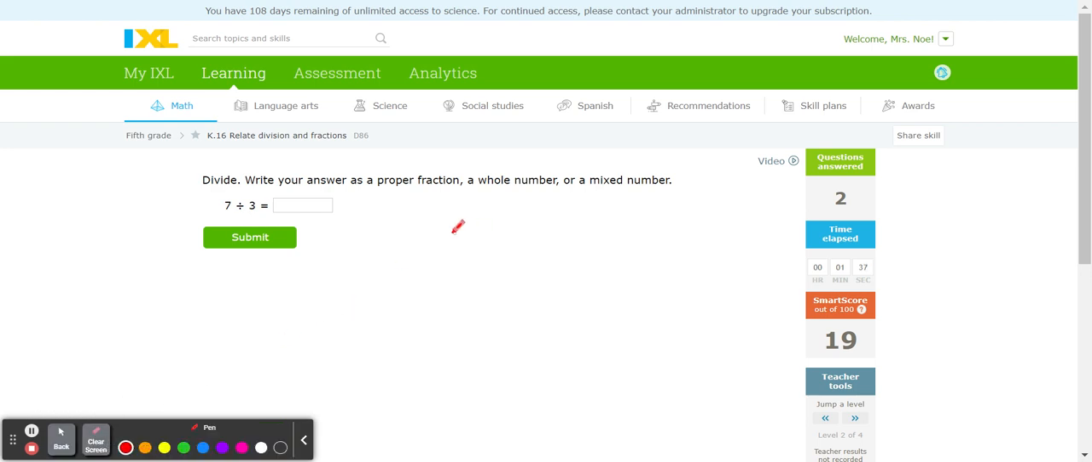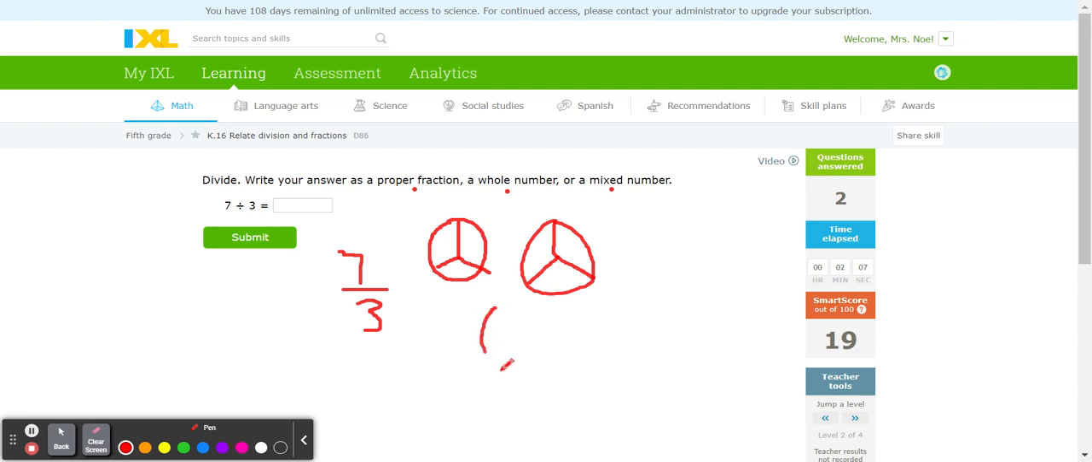Well, here it is. So 7 divided by 3 is the same as 7/3, right? It's a fraction, 7/3. And it says write it as a proper fraction, a whole number, or a mixed number. And remember, a mixed number has a fractional part and a whole number part. 7/3, right, is 7 pieces of that are thirds. 1, 2, 3, 4, 5, 6, right? 7/3.